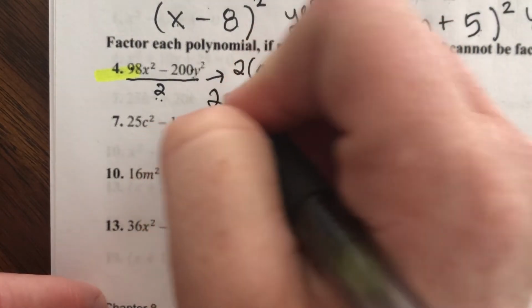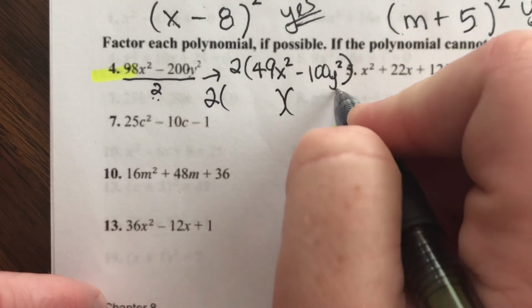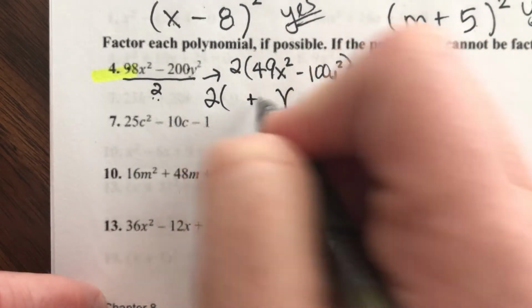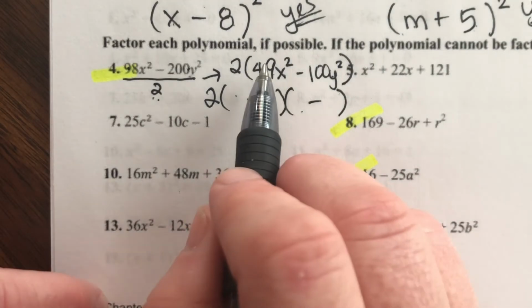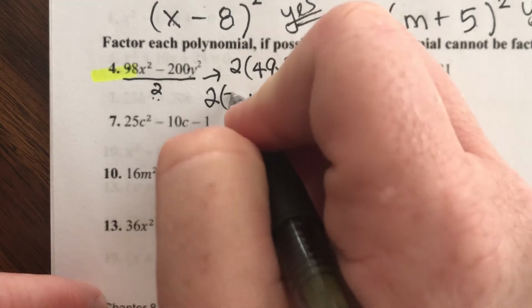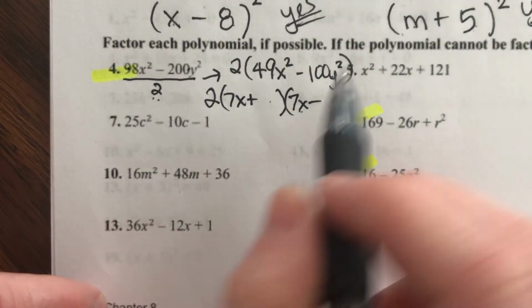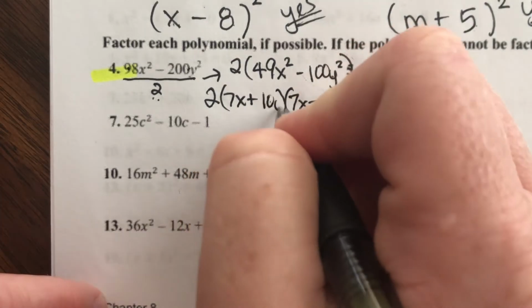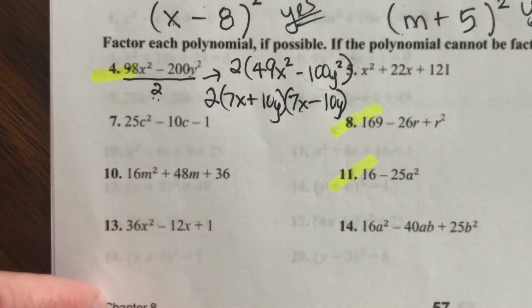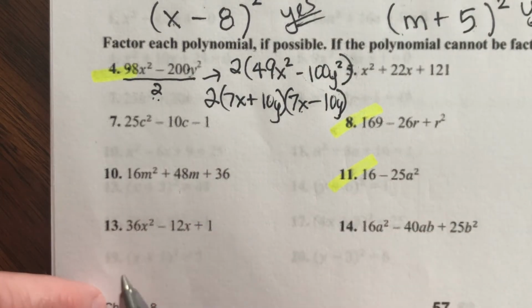So I put my 2 out front, and I know when I factor the difference of squares, I'm going to get 2 binomials. One's going to have a plus sign, one's going to have a minus. The first term in each binomial is the same. It's the square root of this guy, so that's 7x. And the last term in each binomial is the same. It's the square root of the last guy, so that's 10y. So I get 2 times 7x plus 10y times 7x minus 10y. And that's me factoring the difference of squares here.